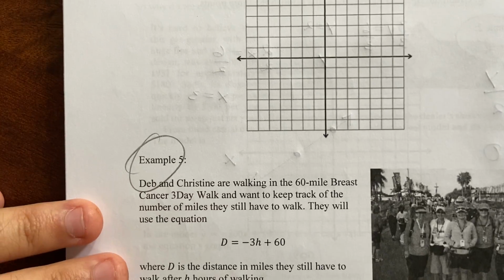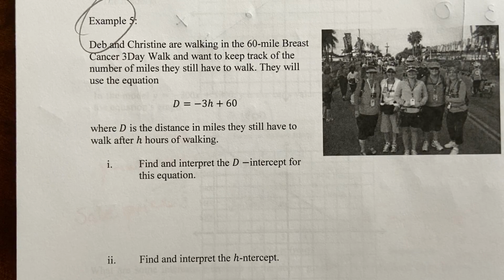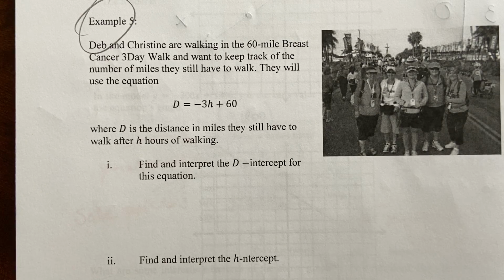Okay. I'm going to skip actually to example 5 here. This is on page 22. So it says, Deb and Christine are walking in the 60-mile breast cancer 3-day walk and want to keep track of the number of miles they still have to walk. They will use this equation. It says D equals negative 3 times H plus 60, where D, this is really always the important part, is what do these variables represent? So where D is the distance in miles they still have to walk after H hours of walking. So actually D is not how far they have walked. D is actually how far they still have yet to walk.